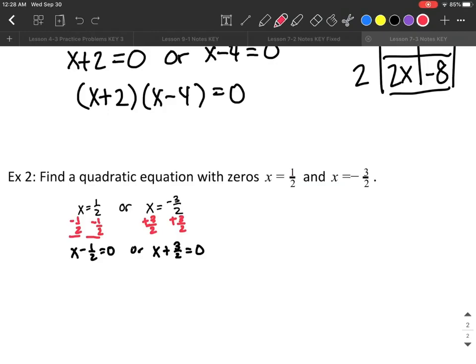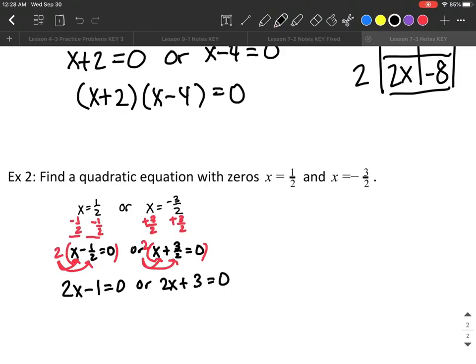But before I do that, I hate fractions. So I'm going to get rid of the fractions here by multiplying by 2. And I'm going to get rid of the fractions here by multiplying by 2. And when I distribute, I'm going to end up with 2x minus 1 is equal to 0. Or if I distribute that too, I'm going to get 2x plus 3 is equal to 0.